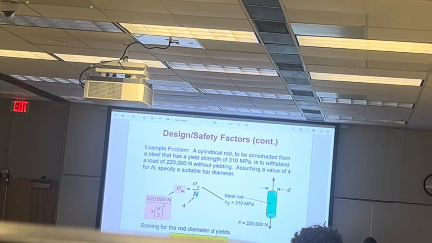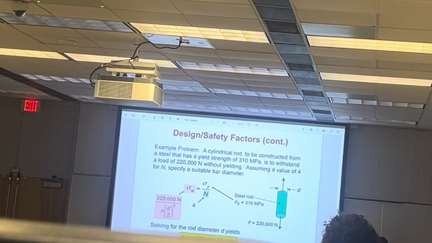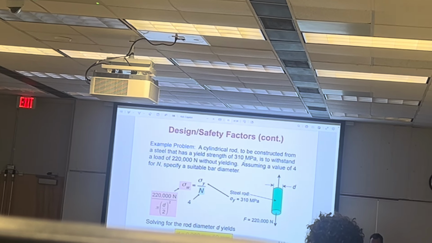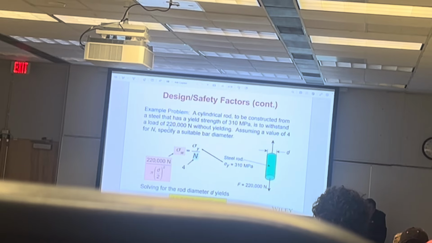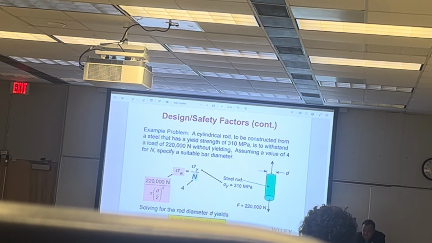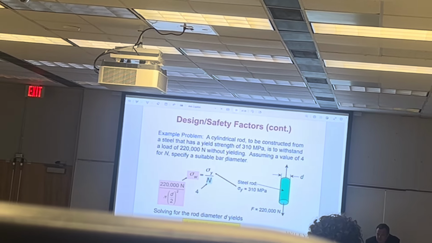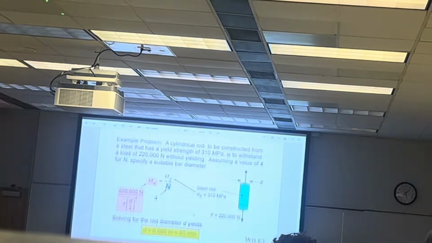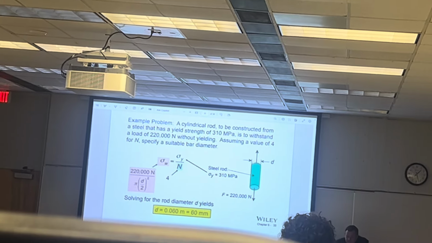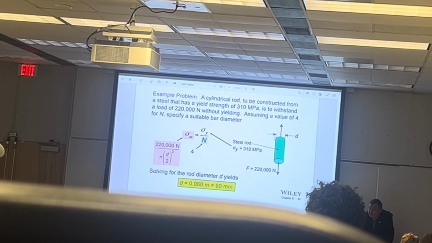Okay, let's do a problem. A cylindrical rod needs to be constructed from steel that has a yield strength of 310 megapascals. It needs to withstand a load of 220,000 newtons without yielding. Assuming a safety factor of 4, specify the suitable bar diameter. And the stress is equal to the load divided by the area.